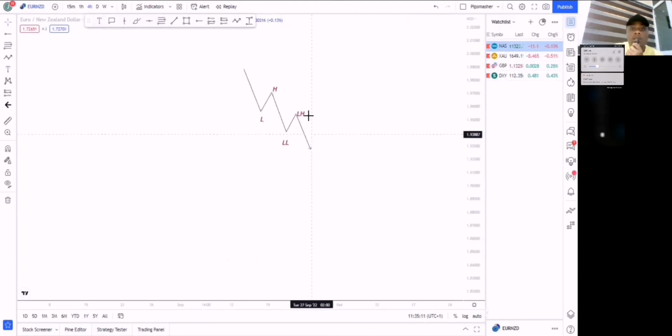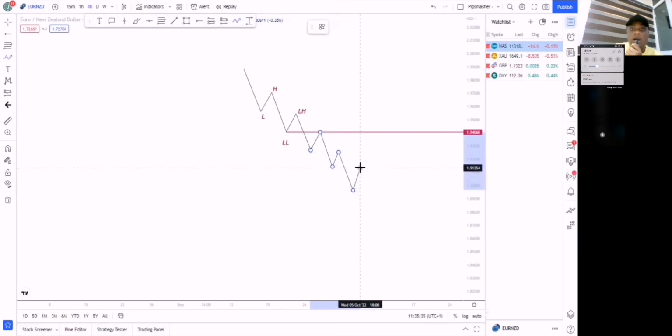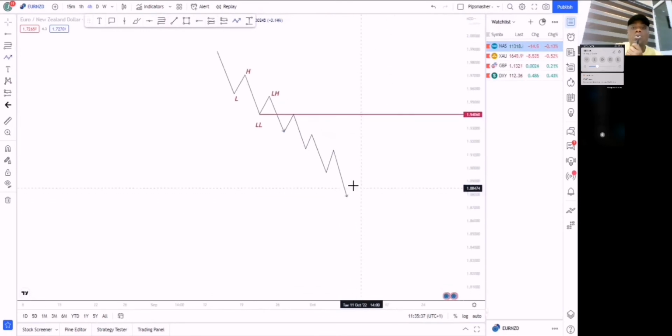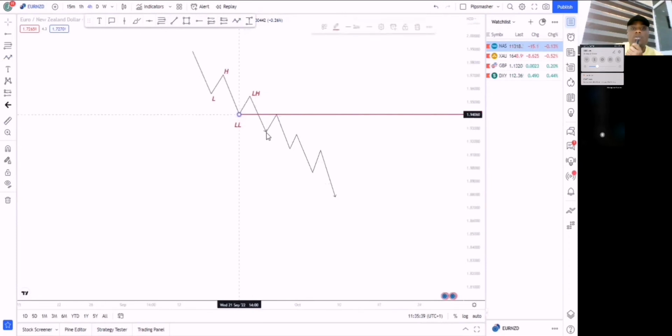The reason why this is a lower high is because this particular high here is lower than this previous high that we have here. Why it is a lower low is because the low is lower than this previous low that we have here. So from there, the market keeps on moving, making lower lows and lower highs, lower lows and lower highs.